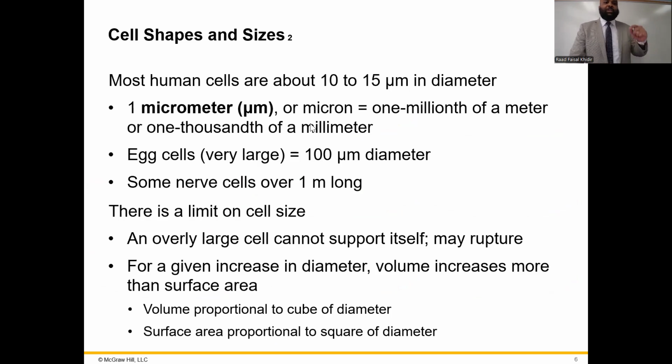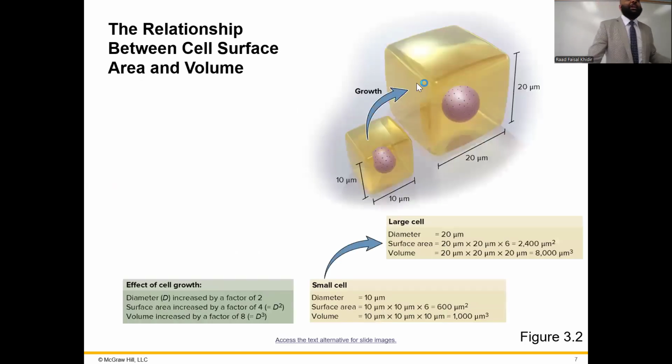Okay. So cell shapes and sizes. Most human cells are about 10 to 15 micrometers in diameter. One micrometer, or micron, is one millionth of a meter. So there's a limit on the cell size. An overly large cell cannot support itself and may rupture. And we talked about how changing the dimensions of the cell will lead to changes in the volume and the surface area.